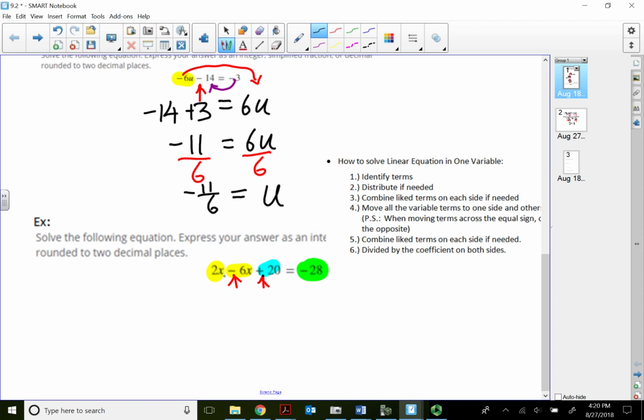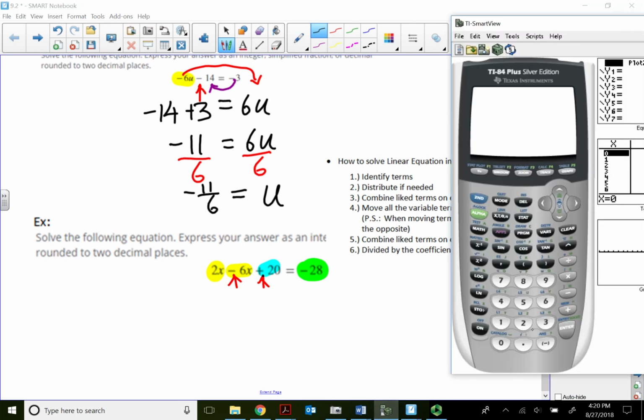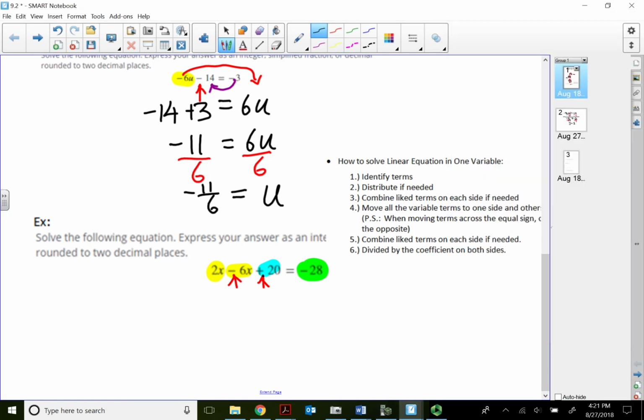So on the left side, my 2x and negative 6x can be combined. So we say 2 minus 6. And that's how you key in the calculator, 2 minus 6, which will give me a negative 4x. All right, so who else is still on the left side? My positive 20 is still on the left side, right? On the right side, I still got negative 28. So no more like terms to combine, so we move to step number 4.